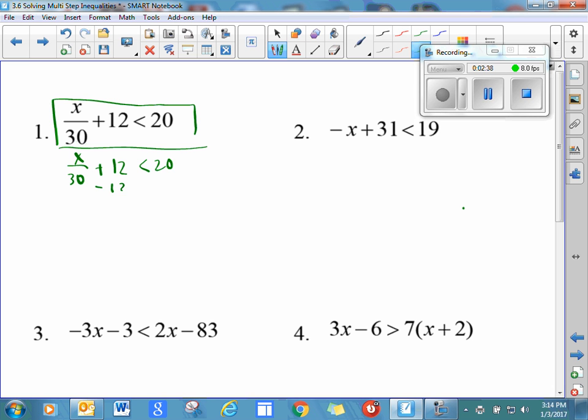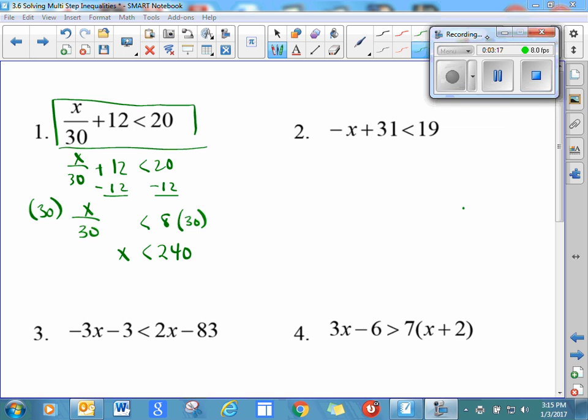We're going to subtract 12 from both sides. Remember, we do the subtraction and addition first. Write down everything and line up your inequality symbols. We've got one more thing to do to get the x alone, and that's multiply, the opposite of division, both sides by 30. And because we're multiplying by a positive 30, this inequality symbol stays the same. So x is less than 240. We're going to save the graphing so that this video will go a little bit quicker, but be sure that you do know how to graph these, because on a test or a quiz, I most likely will ask you to graph them as well as solve.